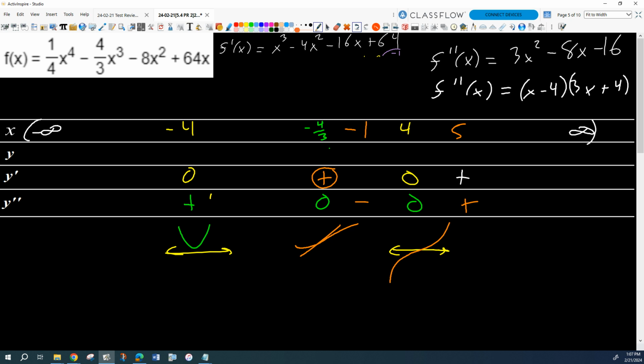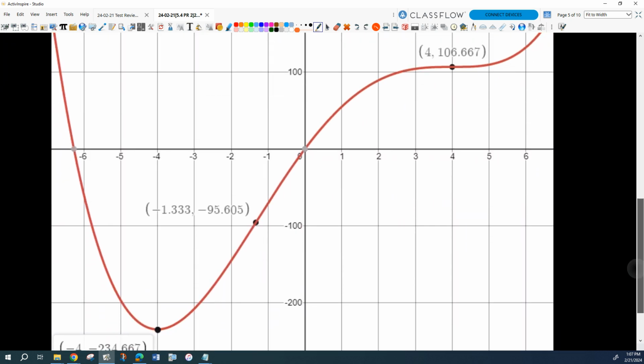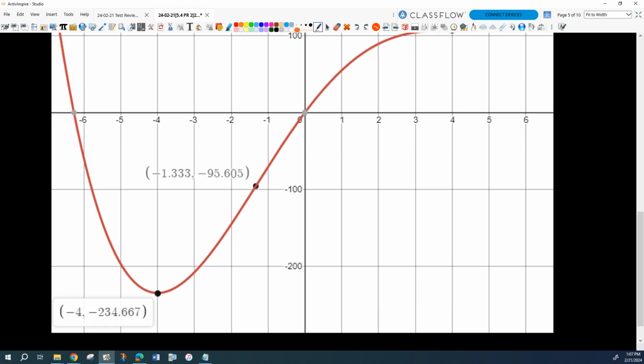Makes sense? It's going from positive concavity to negative concavity, but the slope at that point at negative 4/3 is positive. So it's not this kind of inflection point. It's like a super flat region of the function. You can have inflection points like that. There's a picture right there. So there was our inflection point at negative 4/3.